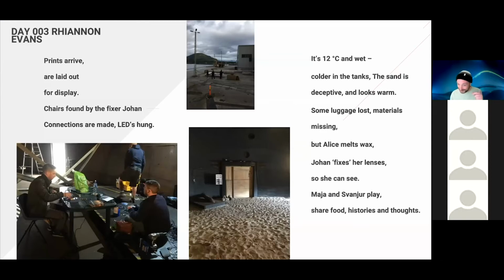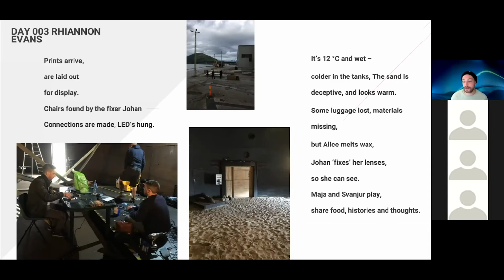And I just want to come back to technology because I know you're a product designer and we're talking about technology here, and don't worry, we'll get back to that. But I'm just going to read this quickly for you. So this was day three. Prints arrive, are laid out for display. Chairs found by the fixer. Connections are made, LEDs hung. Oh, so many LEDs. It's 12 degrees and wet, colder in the tanks, sand is deceptive and looks warm. Some luggage lost, materials missing. Alice melts wax, Johan fixes her lenses so she can see. Maya and Sfaja play, share food histories.